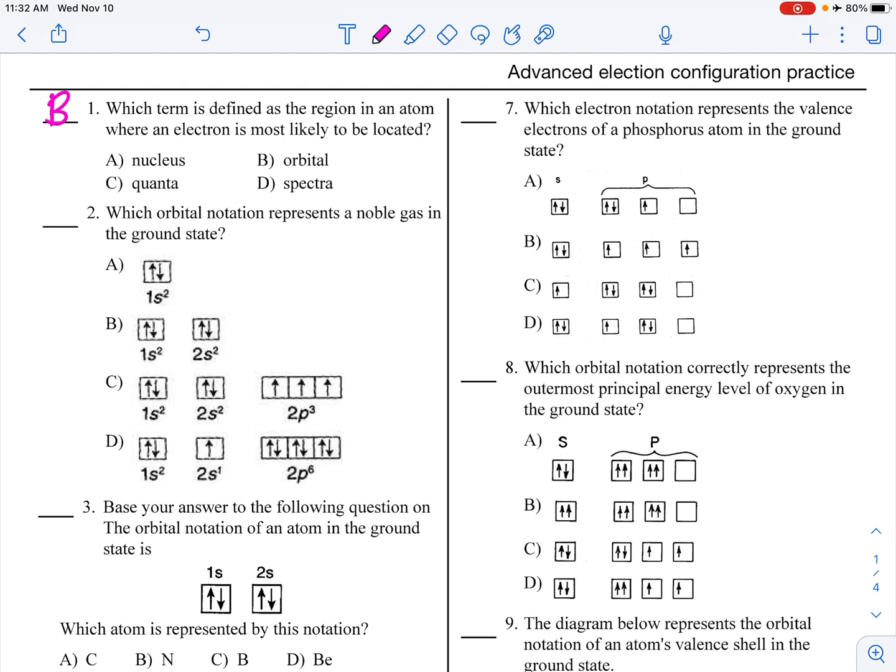Which orbital notation represents a noble gas in the ground state? So remember, noble gases, this is group 18. And group 18 noble gases have full outer shells, but in this case we go full orbitals. Full outer orbitals. So 1s2, there's only one orbital and it's full, so maybe that's it. And just for kicks, I'm going to look that up. That's helium. 1s2, 2s2. Well, it's not a full outer orbital because there's a 2p that's not there. 1s2, 2s2, that is beryllium. And that's not in group 18.